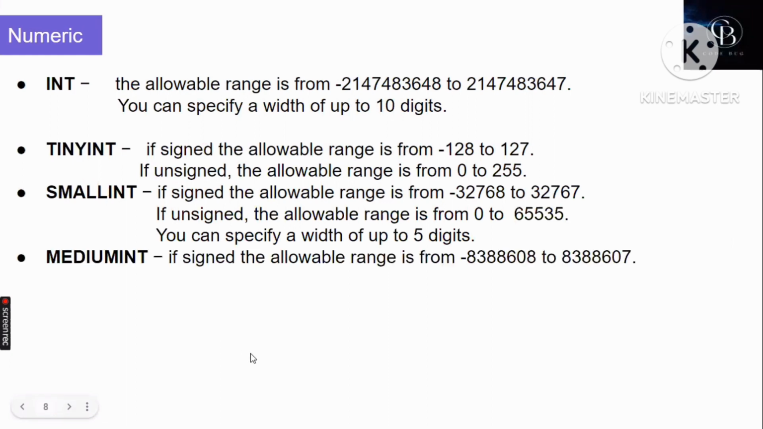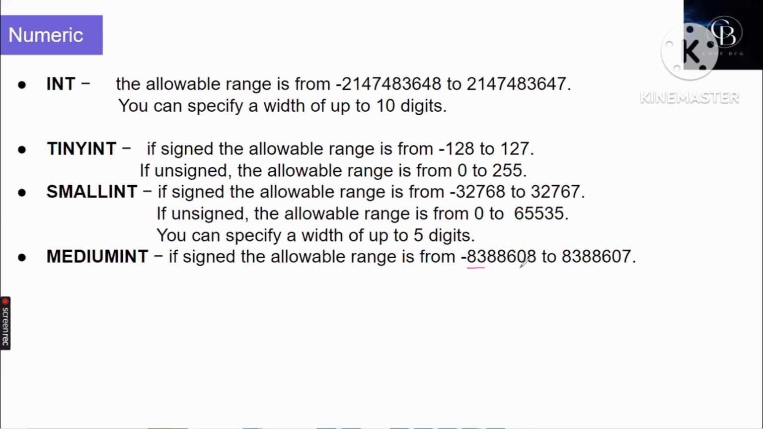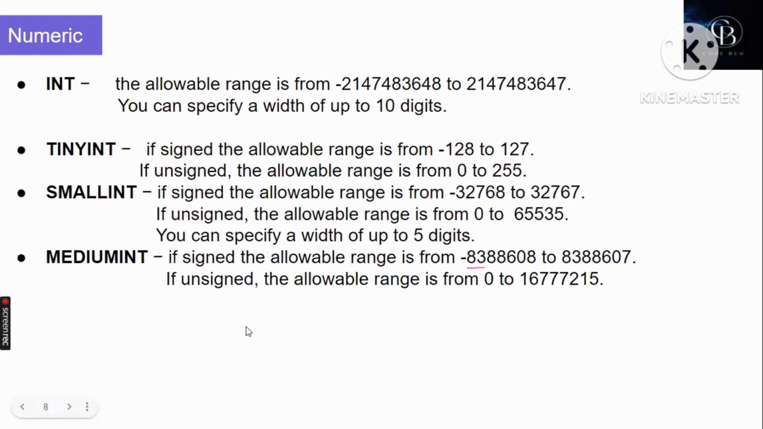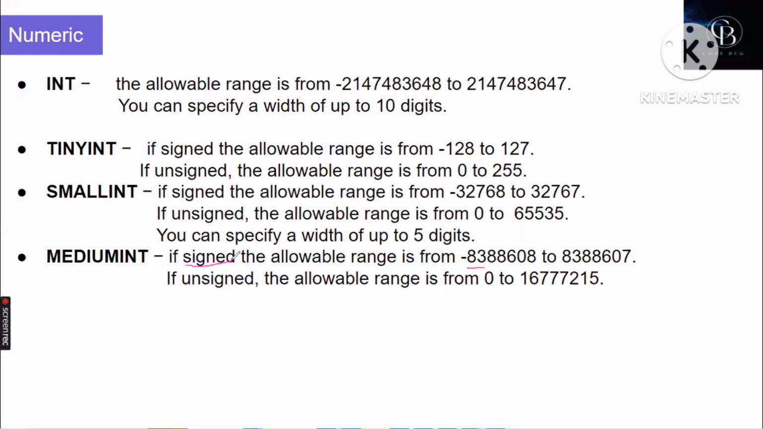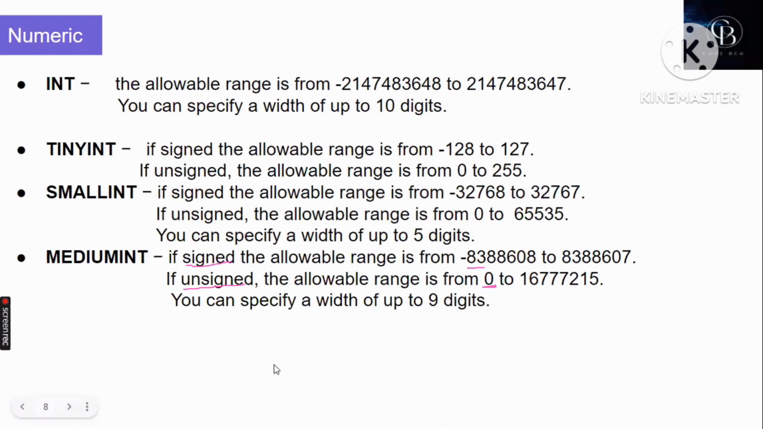Next, medium int. What is the allowable range for medium int? -8388608 to 8388607. These numbers. Now, unsigned means from 0. If you remember, signed means both positive and negative, and unsigned means only positive numbers. Like this. Next, you can specify the number of digits.